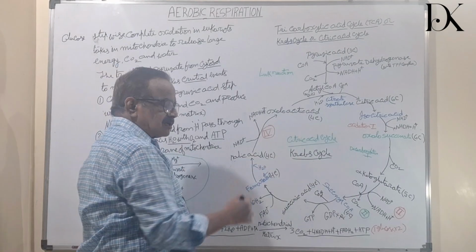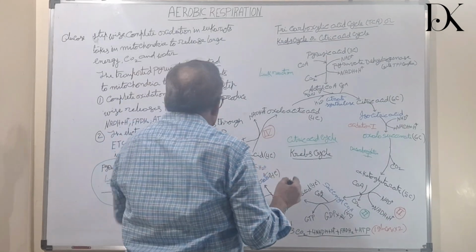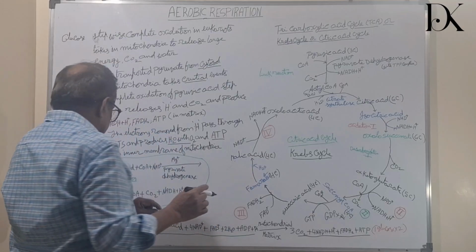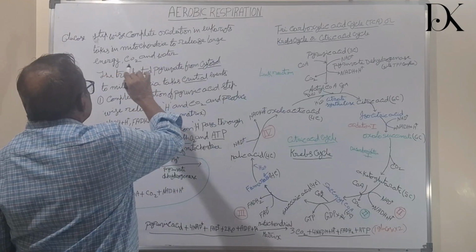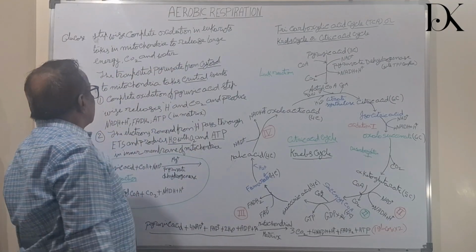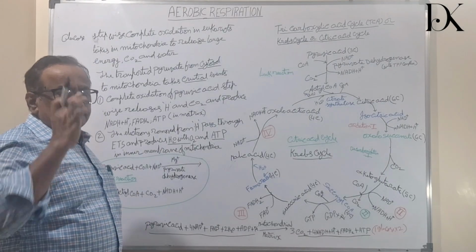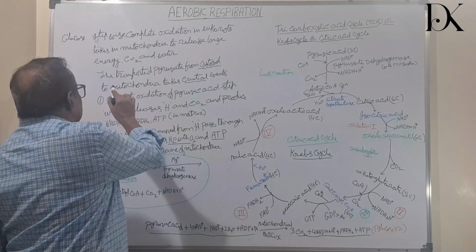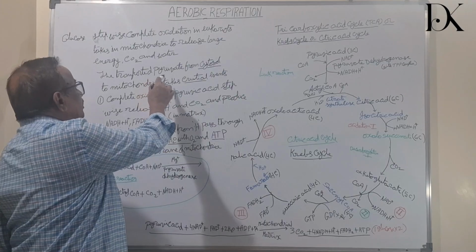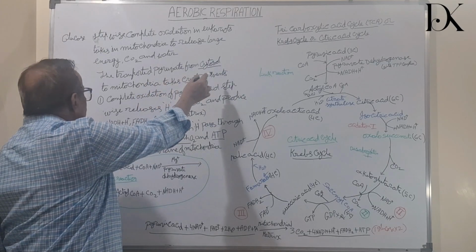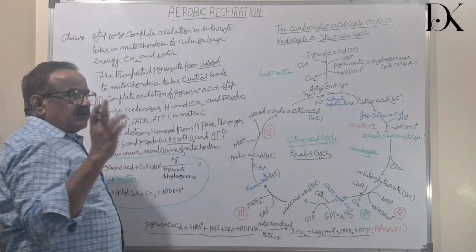So oxygen, this also you wrote in the textbook, for that I am telling. Once more I am explaining: stepwise complete oxidation in eukaryotes takes place in the mitochondria to release large energy, carbon dioxide and water. That is aerobic respiration. And next, the pyruvate, that means pyruvic acid, transported from the cytosol to the mitochondria undergoes crucial events. 2 events he has given.